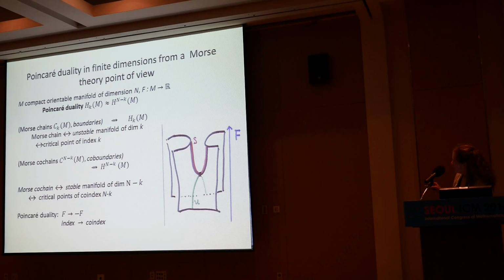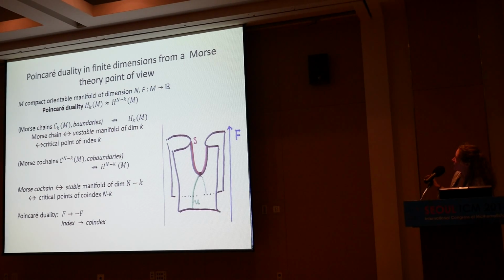So suppose now that I have a compact orientable manifold of dimension n, and let's say a Morse function to keep things simple. Then Poincare duality asserts that there's an isomorphism between the k-dimensional homology of M and the n minus k-dimensional cohomology of M. So here's what that has to do with Morse theory. The homology of M is computed by the complex of Morse chains.